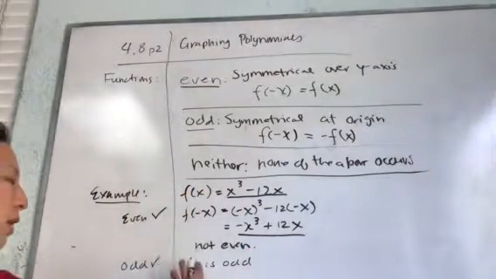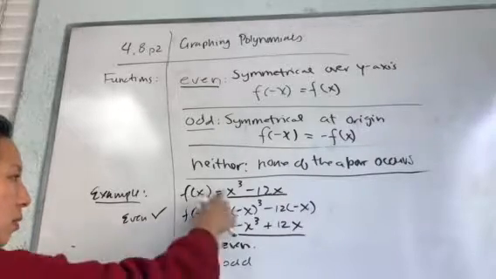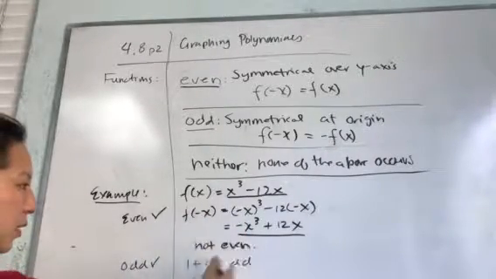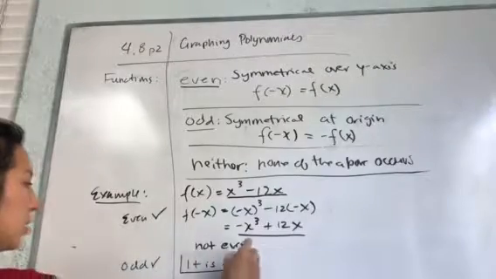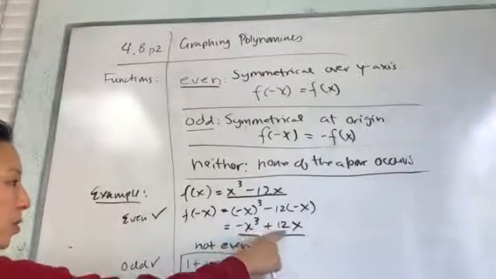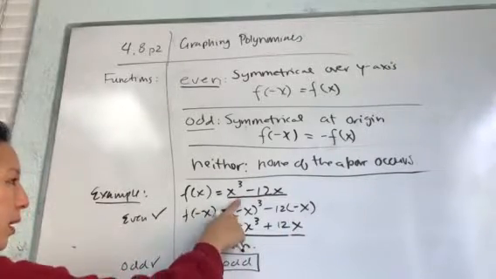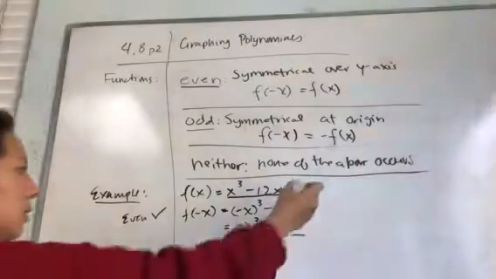Just because it's not even doesn't mean it's necessarily odd. As we tested it, we found out that, in fact, it does fit the definition of being an odd function. So it is an odd function because negative x to the third plus 12x is the negative version of the original. All right, let me give you one more example, and I'm going to stick it on the side over there.